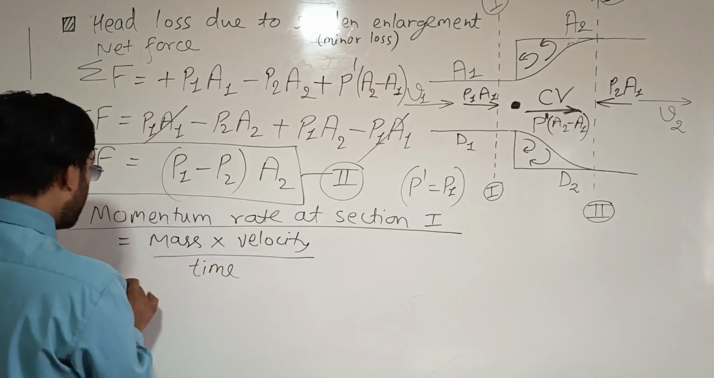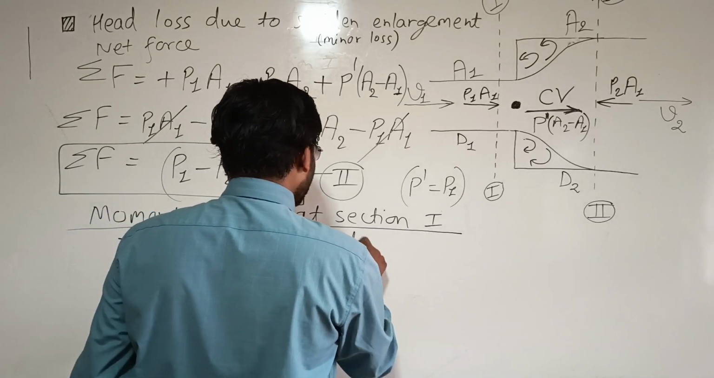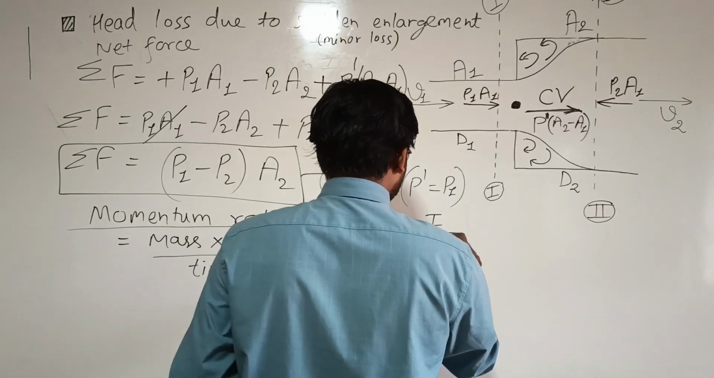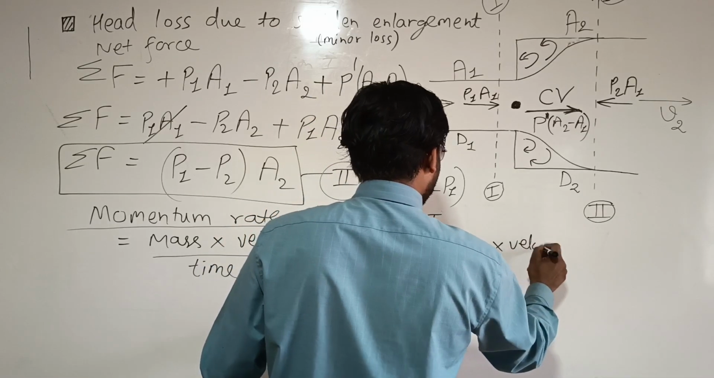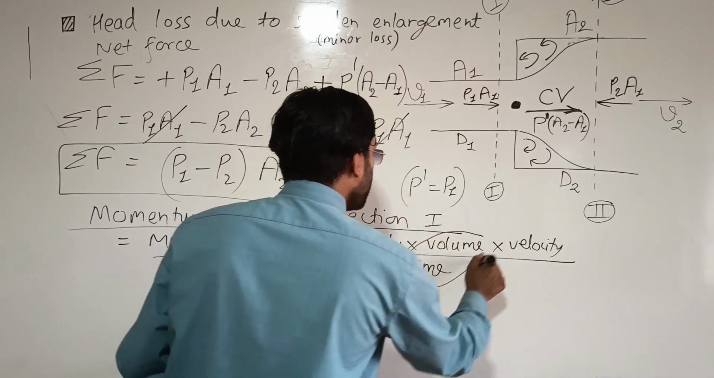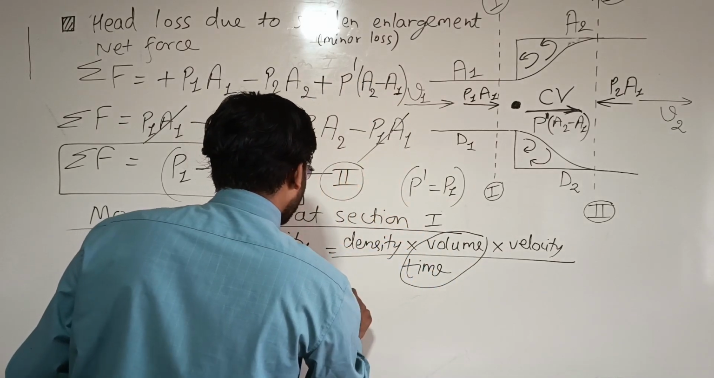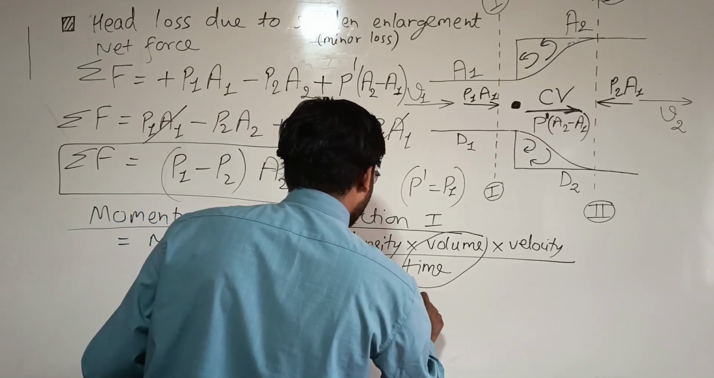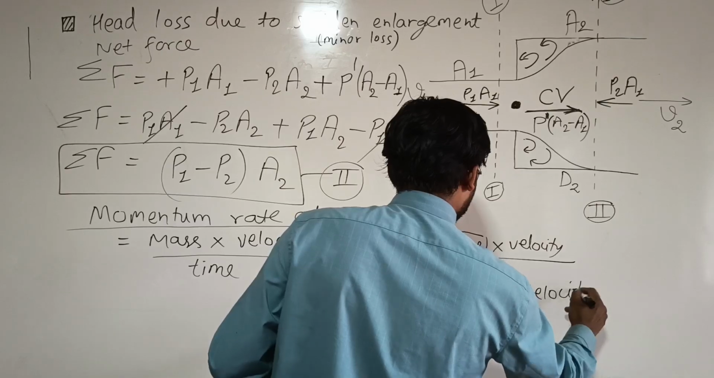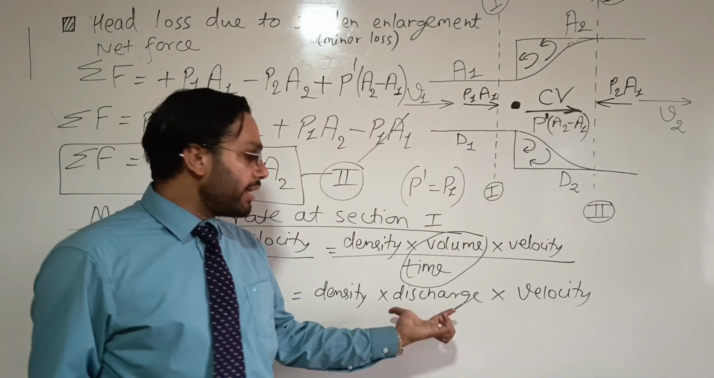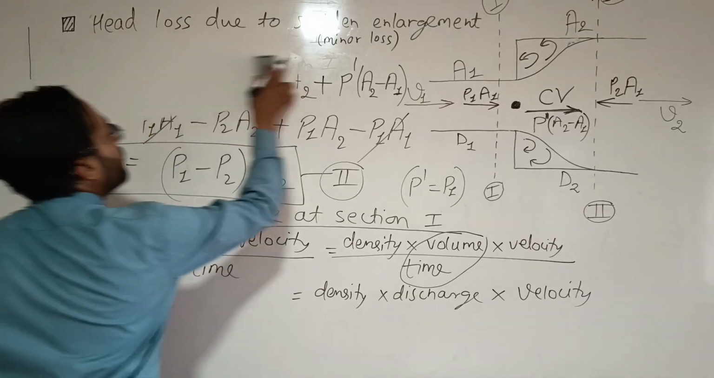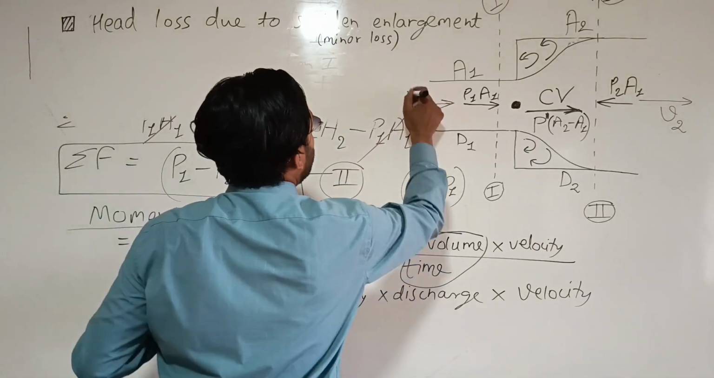Mass is density into volume. So mass is density into volume into velocity by time. Volume by time is discharge, so it is density into discharge into velocity. And from continuity, discharge is area into velocity. Okay, so I have got the expression for momentum rate at different sections.